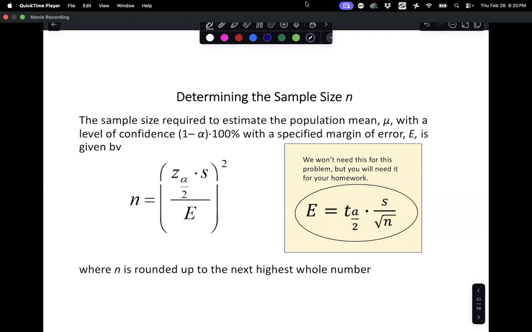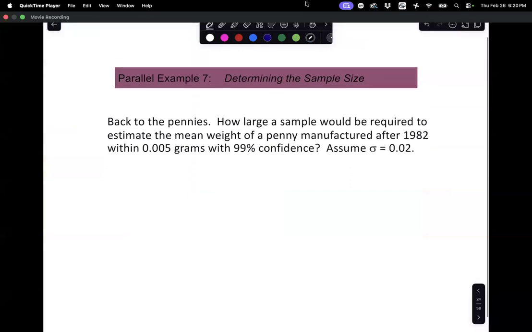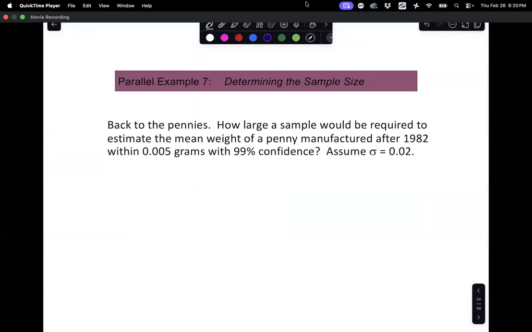Okay, so I'm going to move over. Let's take a look. All right, so back to the pennies. How large of a sample would we need to estimate the mean weight of pennies manufactured after 1982 within 0.005 grams with 99% confidence? Our sample standard deviation is 0.02. They're giving us a population standard deviation, or our assumption there. They have to give us some assumption of a standard deviation. We can't find our sample size without some sort of an assumption there. So they're going to give that to you.